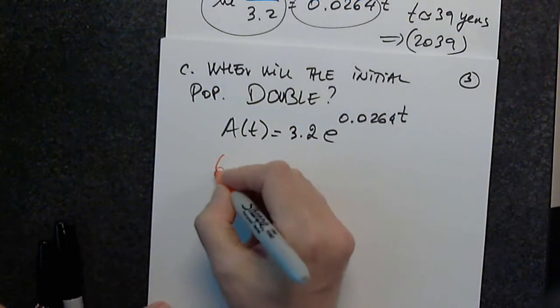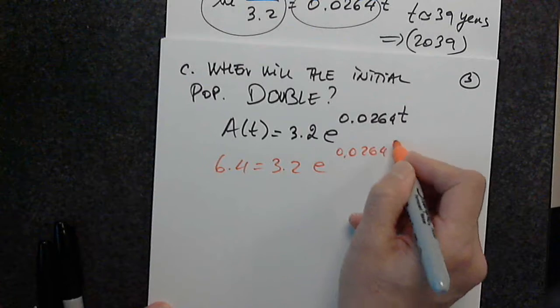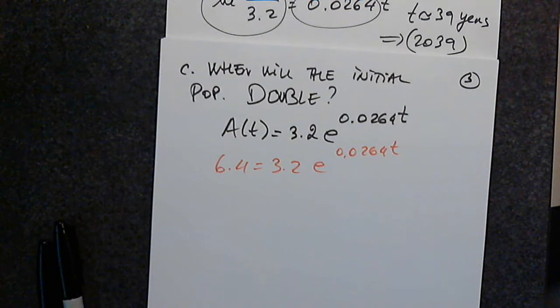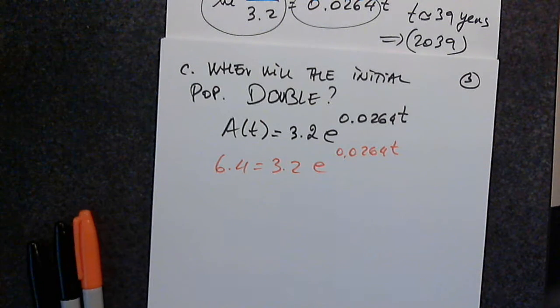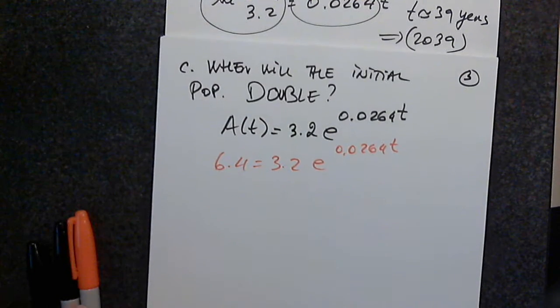Excellent. That's all I want you to say. Very good. And I will determine the time needed for the initial population to go from 3.2 to 6.4. In other words, how long it needs to double. Good. What type of equation is it, and what do we do? How do we address this? It's the exponential equation.